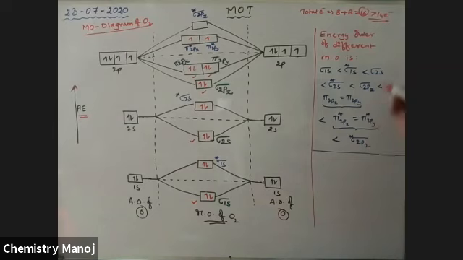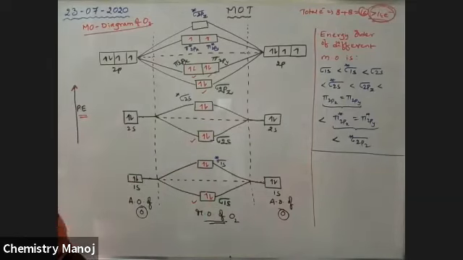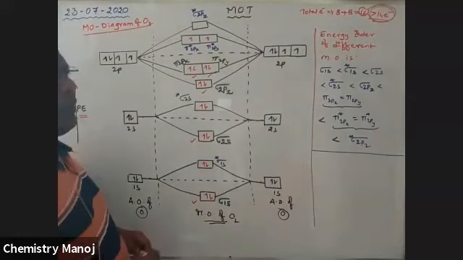Not only the O2 molecule, molecules having more than 14 electrons also follow this energy order of molecular orbitals. Okay, so that is the energy order of different molecular orbitals. Now I am trying to write the electronic configuration of these molecular orbitals.